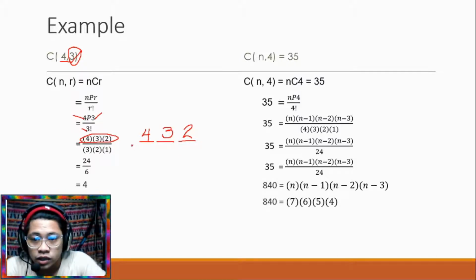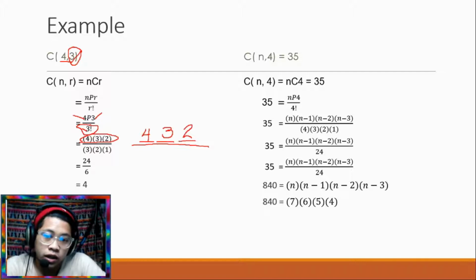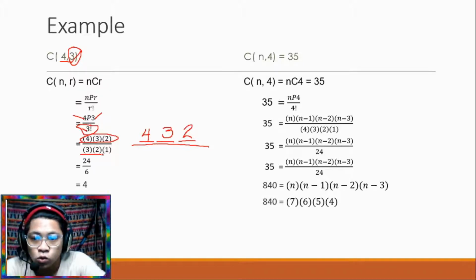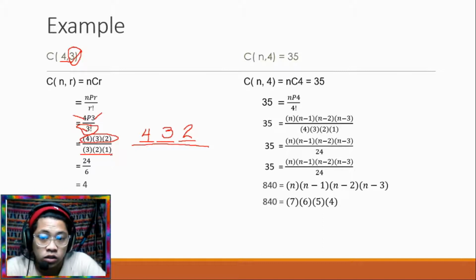Next, divided by 3, 2, 1. Saan po nanggaling yung 3, 2, 1? Ito po ay nanggaling dito sa ating 3 factorial. Pag sinabi po natin 3 factorial, ibig sabihin nun ay 3 times 2 times 1. So, ganun lang siya kabilis.